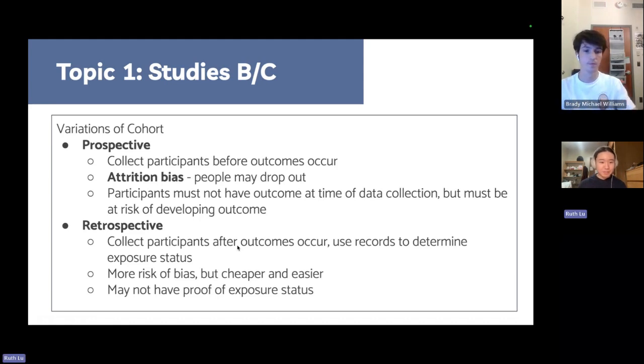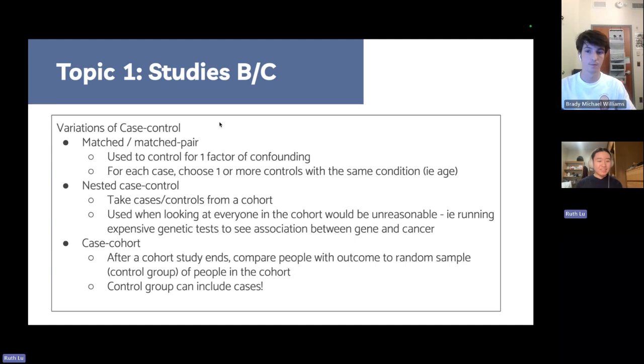So those are the main types of cohort studies. There's a good amount of variations on case control studies. So first is the matched or matched pair case control study. A matched pair is where you have one case for every control, and a matched study is where you can have multiple controls for every case.